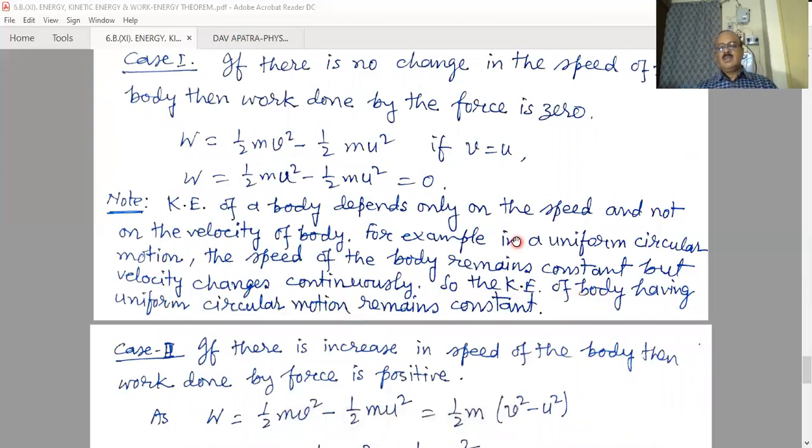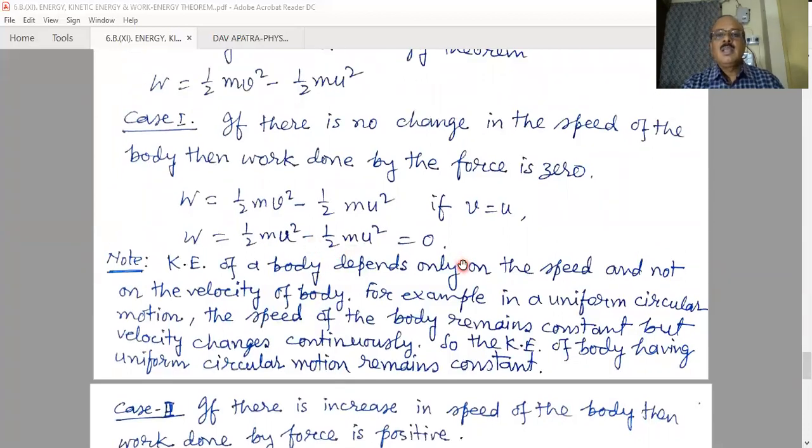That means kinetic energy is a scalar quantity, and it is only related to the speed, not to the velocity. Because in this example, when an object is moving in a circular path, the velocity always changes due to the change in direction, but when it is uniform circular motion, speed remains unchanged, and therefore kinetic energy also remains unchanged. And another thing we can say is that when speed remains constant, work done is zero. That means in circular motion, the work done by the centripetal force is zero.